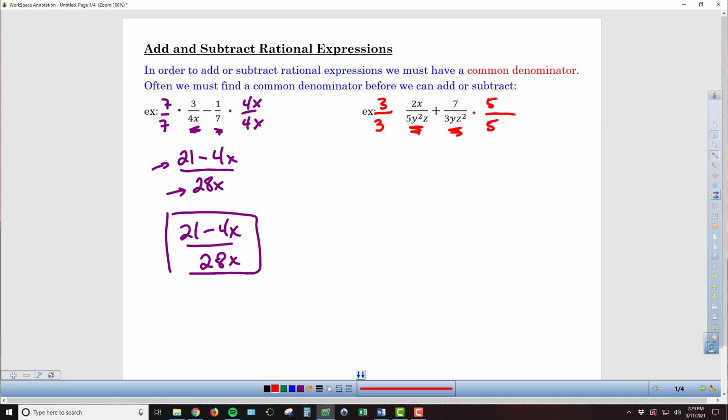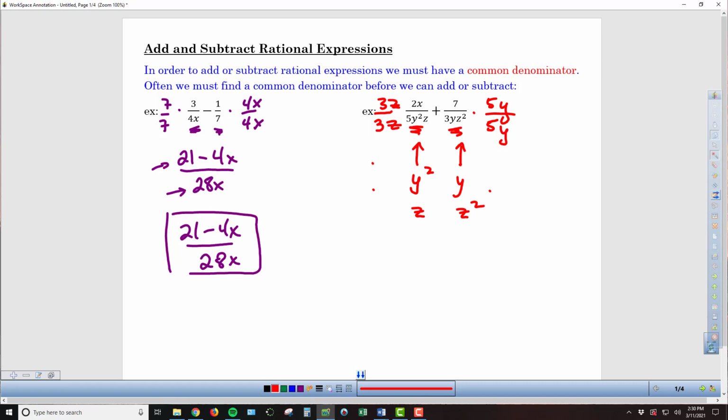But that's not all. I also need to make sure that the variables match up. So I look in the first denominator, I've got y squared. In the second denominator, I have just y. So I need both of them to have the same number of y's. So I need to multiply by a y on the top and bottom of this second fraction. And then if we look at the z's, the first fraction has a z in it. The second fraction has a z squared. So likewise, z squared is going to be where I'm going to see that overlap. So I need to multiply the first fraction by that extra z.